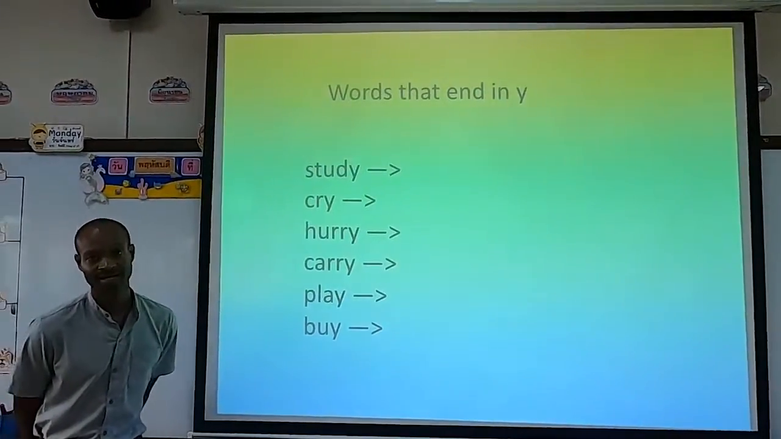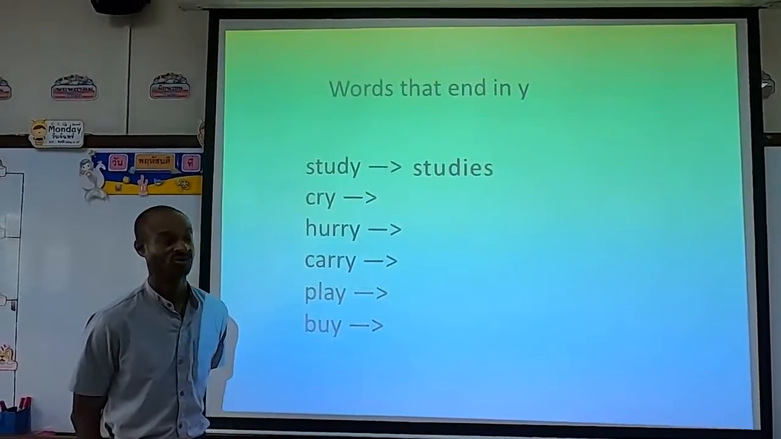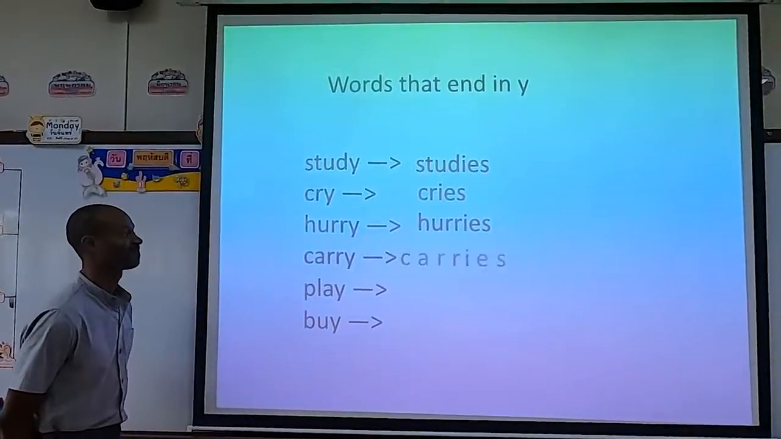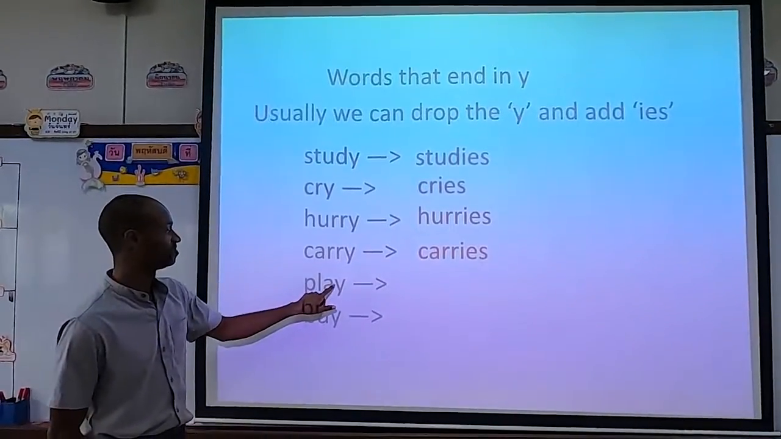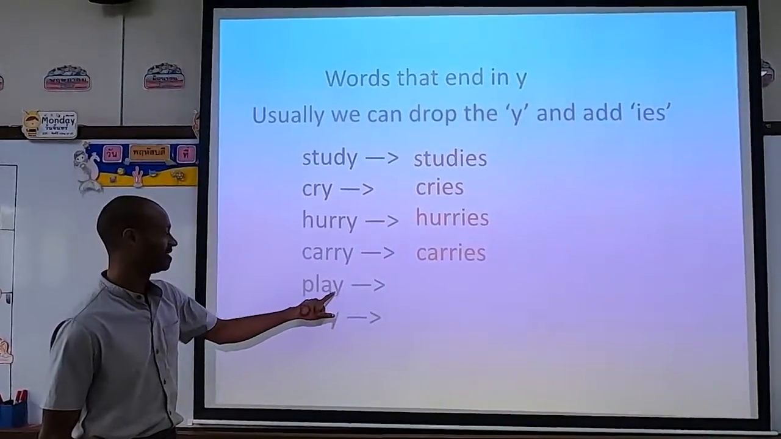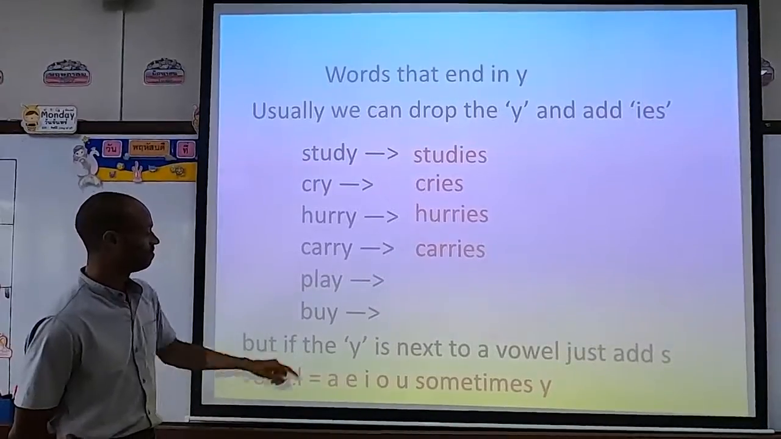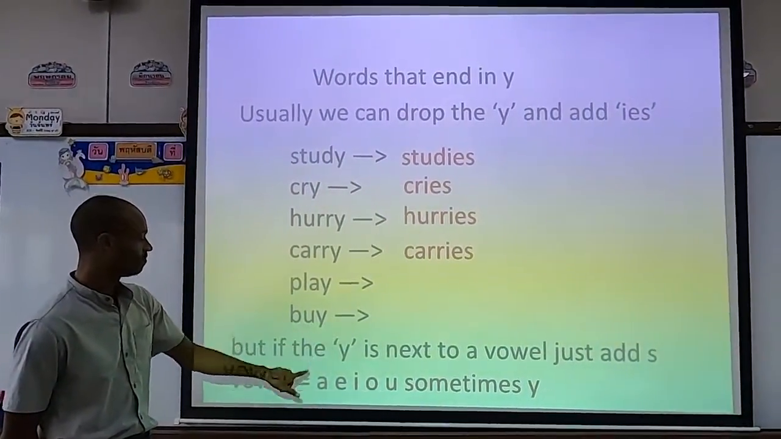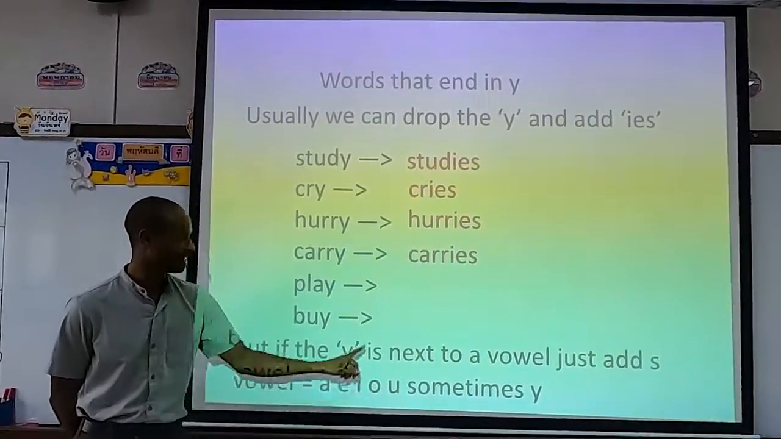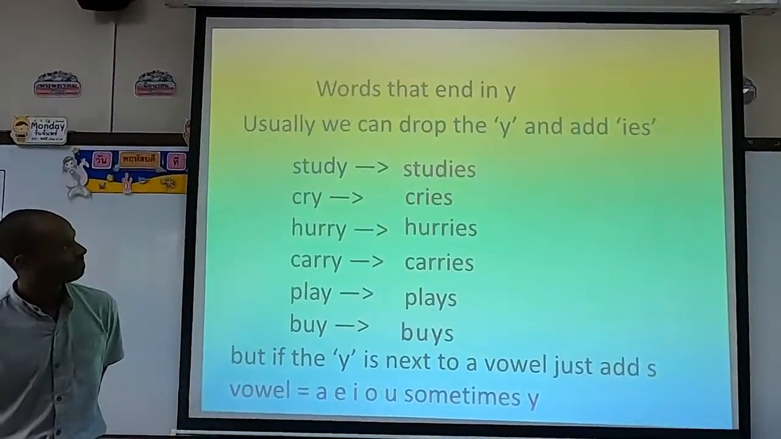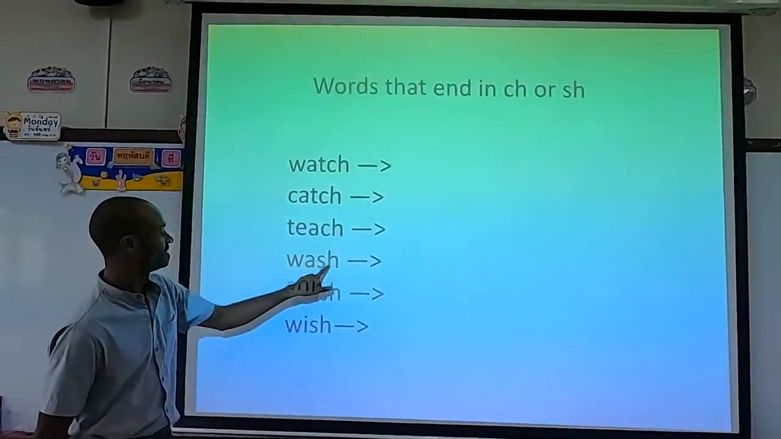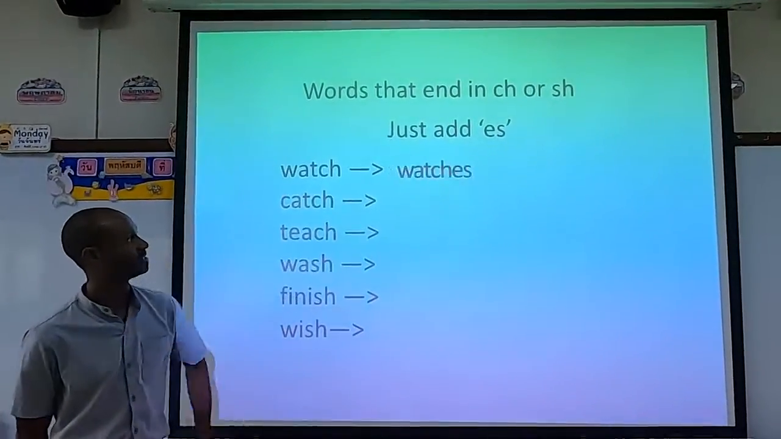If it ends in Y, drop the Y and add IES, except for these two, when the Y is next to a vowel. The Y is next to the A. The Y is next to the U. Okay? If the Y is next to one of these, don't do it. Just add S. And words that end in CH or SH, add ES.